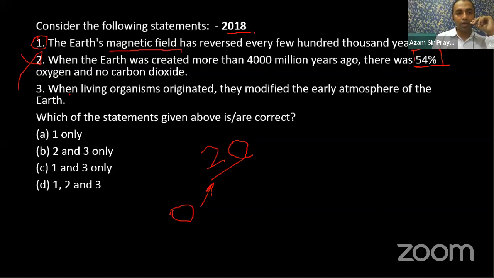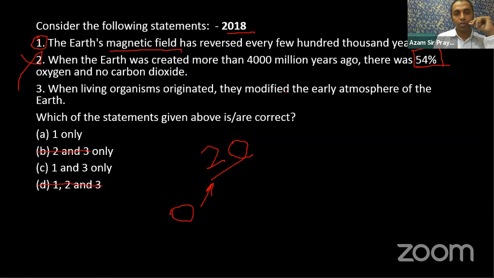Third statement says, so from second statement, since it is wrong, can I eliminate B? Okay. And can I eliminate D? Yes. So my answer should be A or C. Okay. My answer should be A or C. Let us see the third statement now.